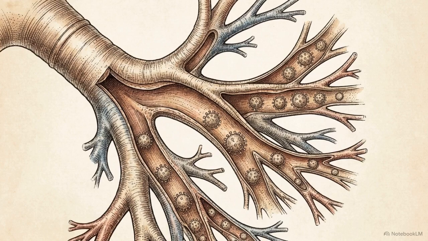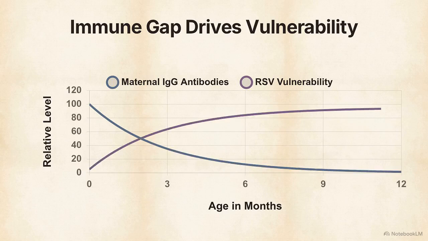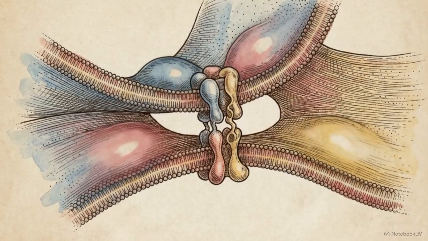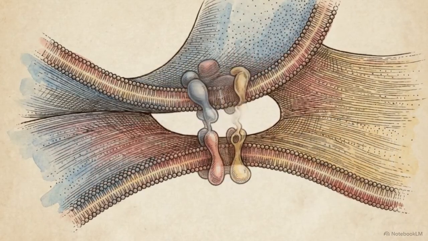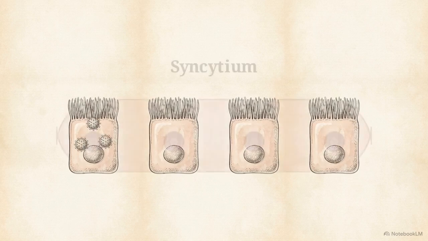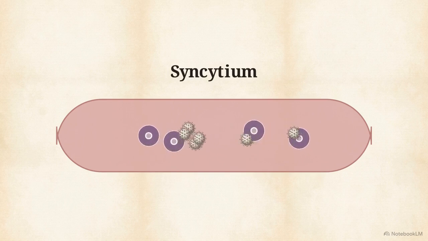In the intrathoracic bronchioles, respiratory syncytial virus targets infants as maternal IgG antibodies wane between 3 and 6 months of age. RSV uses its F protein to fuse the membrane of an infected cell directly to a neighboring healthy cell. This creates syncytia, massive multinucleated structures that allow the virus to spread while bypassing the extracellular space.